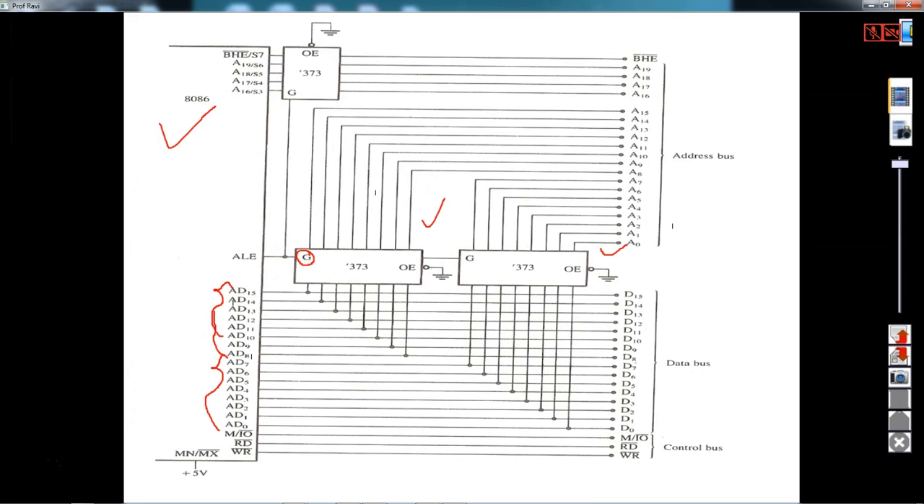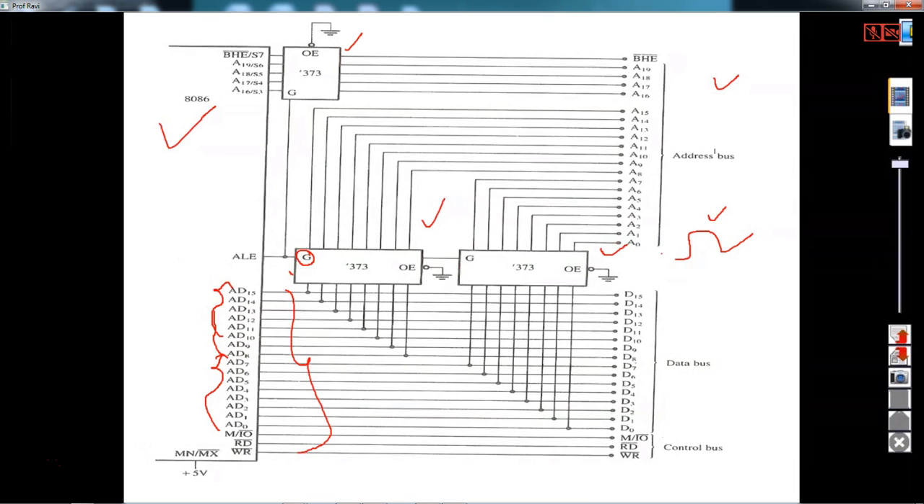Here, if you try to see, this ALE is a logic high signal. During this time, whatever address is present here will be latched by these address latches, and until the next ALE, it will carry the same data. So A0 to A15, and here you have A16 to A19. Then you need one more latch here. And you can demultiplex the address and data buses.